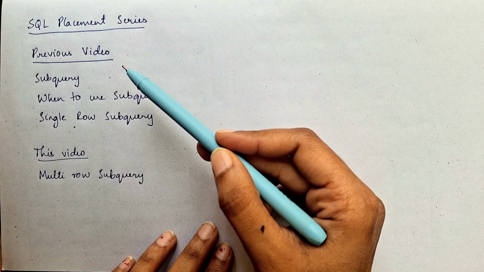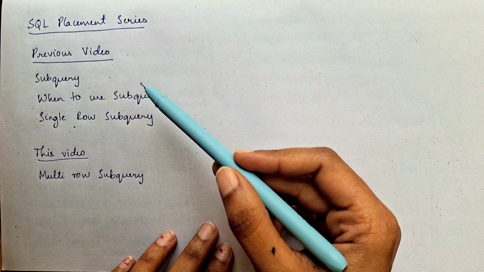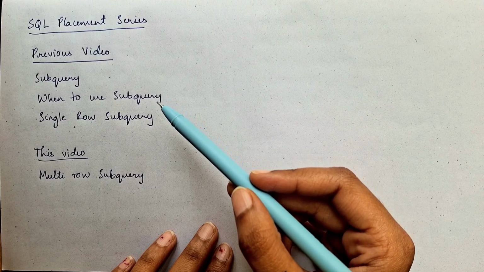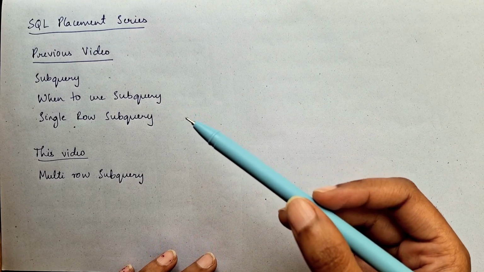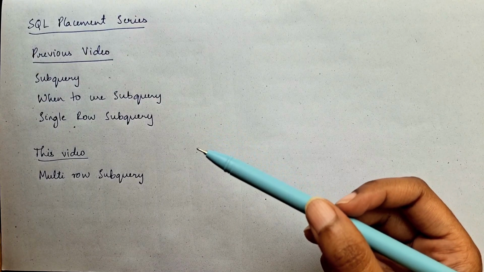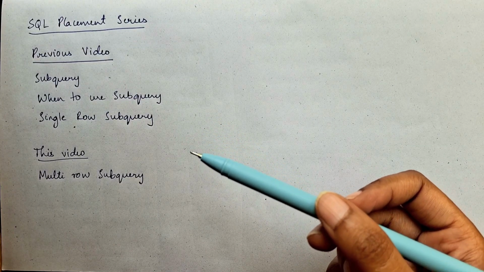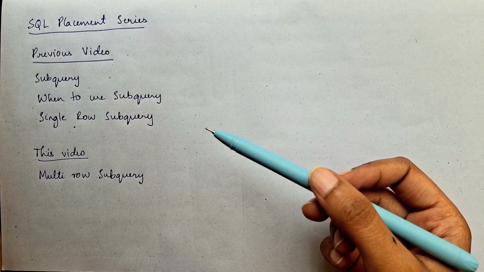In the previous video, we clearly understood what a subquery is, when we should use a subquery in SQL, and also how a single row subquery works. We saw that a single row subquery returns only one value, and we can compare that value using operators like equals, less than, greater than, and so on.